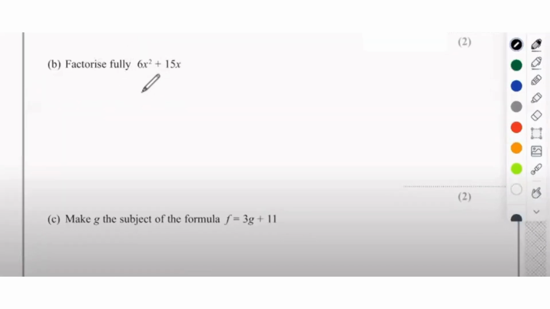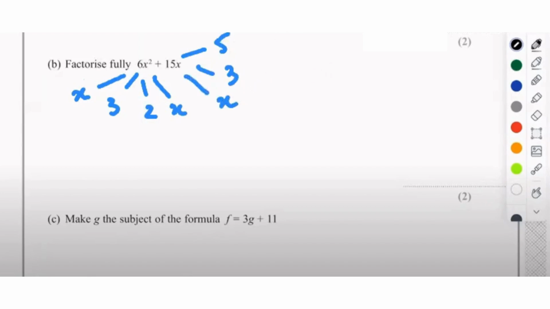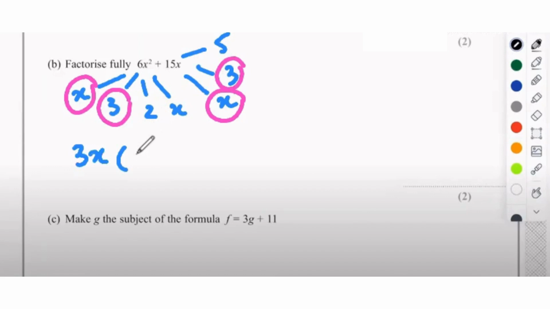In the next question it says, factorize fully 6x squared plus 15x. Now we're going to see what's common between 6x squared and 15x. So if we split 6x squared into its factors, that's going to be 3 times 2 times x times x. Whereas for 15x, we have 5 times 3 times x. So now we can see that we have x in both 6x squared and 15x, and we have a 3 that's common. So that means we can take 3x common outside, and inside the bracket, we'll have 2x plus 5, because those are the factors that are left behind after we've taken 3x common.